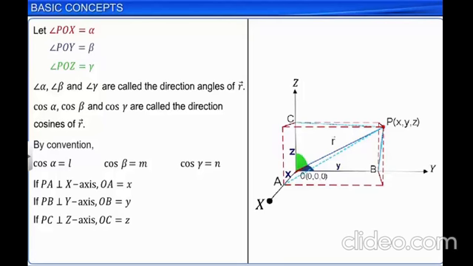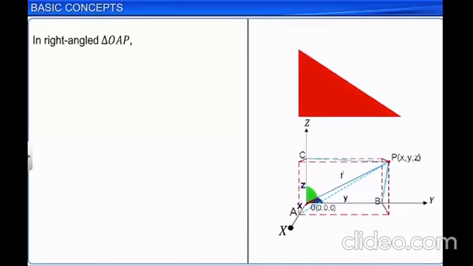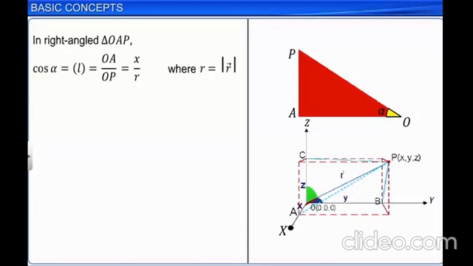In right-angled triangle OAP, cos alpha or direction cosine L is equal to OA upon OP or x upon r, where r is the magnitude of positional vector OP. This implies that the x-coordinate of point P is equal to the product of direction cosine L and r, which is the magnitude of positional vector OP.